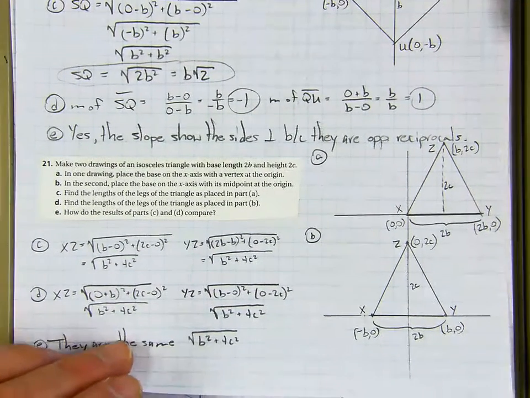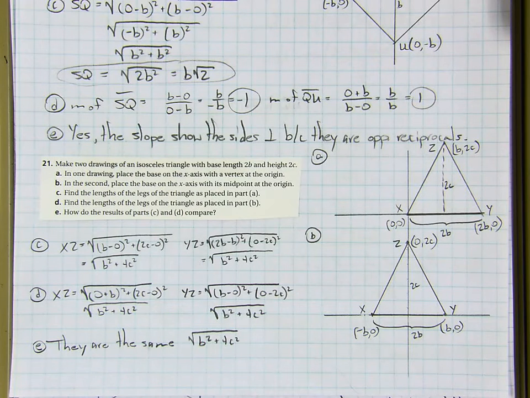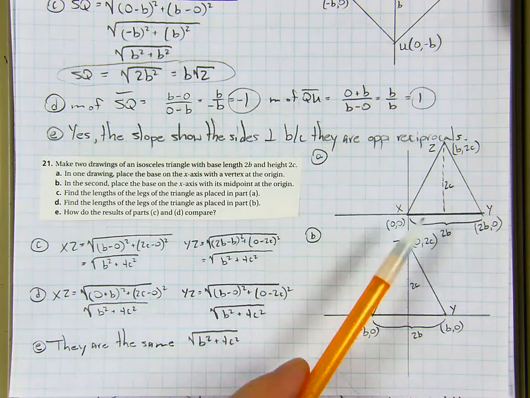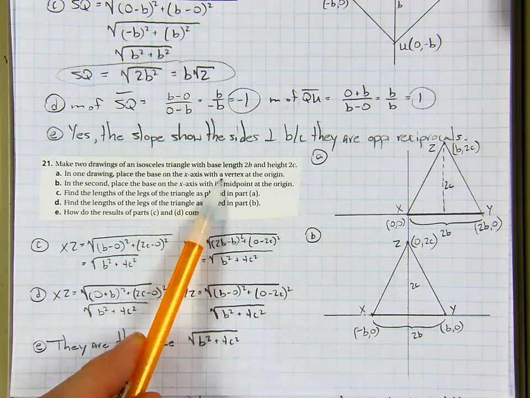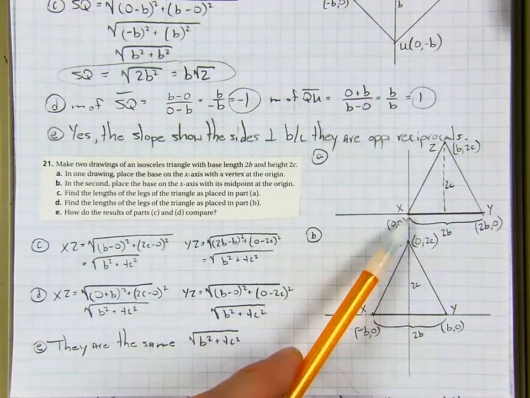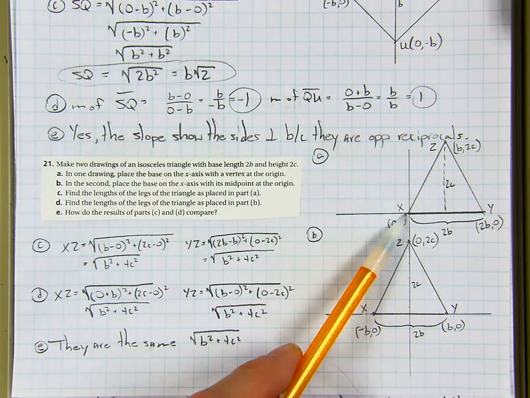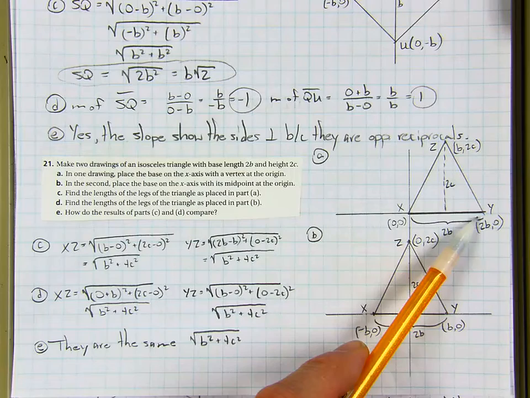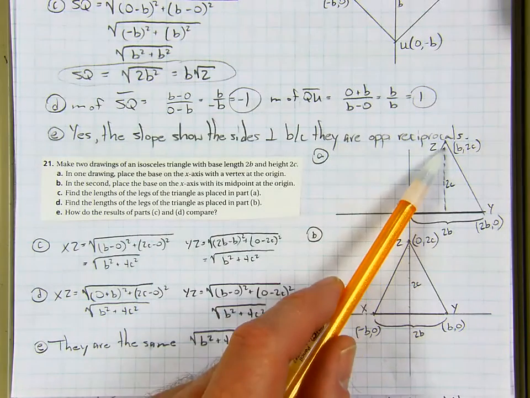On the next one, it says make 2 drawings of an isosceles triangle with a base length 2b and a height 2c. In drawing 1, place the base on the x-axis and the vertex at the origin. So a vertex, not the vertex. This is the vertex, between the 2 congruent sides, but a vertex is at the origin. A side is on the x-axis. The length of the base is 2b. The length of the height is 2c.